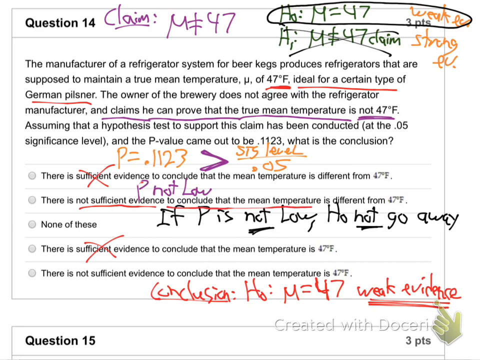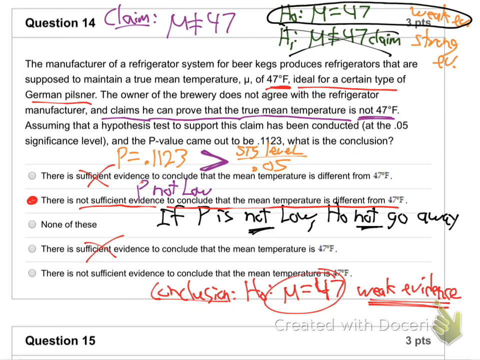To conclude that the mean temperature is different from 47. Yeah, there's not enough evidence to conclude it's different. We concluded it's equal. There was not enough evidence to conclude it's different. We ended up saying it's equal. That's exactly the answer. Does that make sense on that?